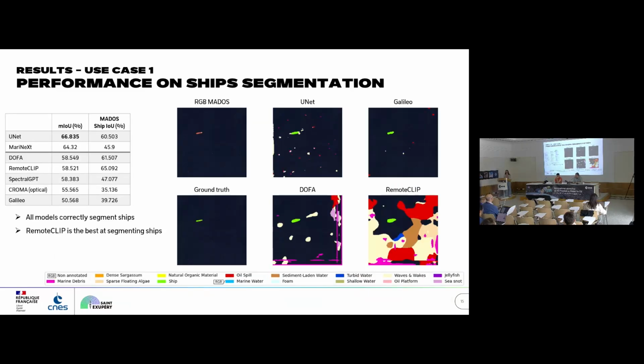And then if we look at the ship class in MADOS images, so in the source images, all of the models are able to segment this particular object. And here we can see that it's actually Remote Clip that obtains the best performance for this class on the entire test set.